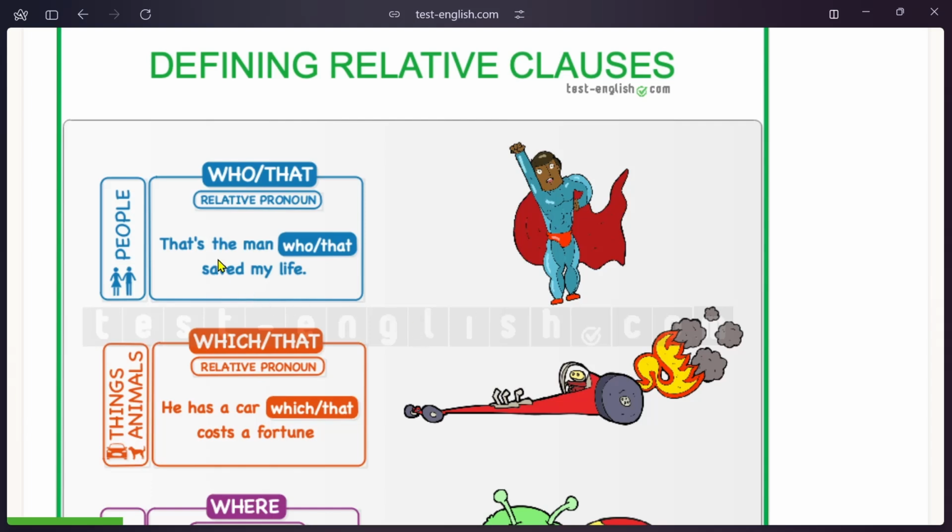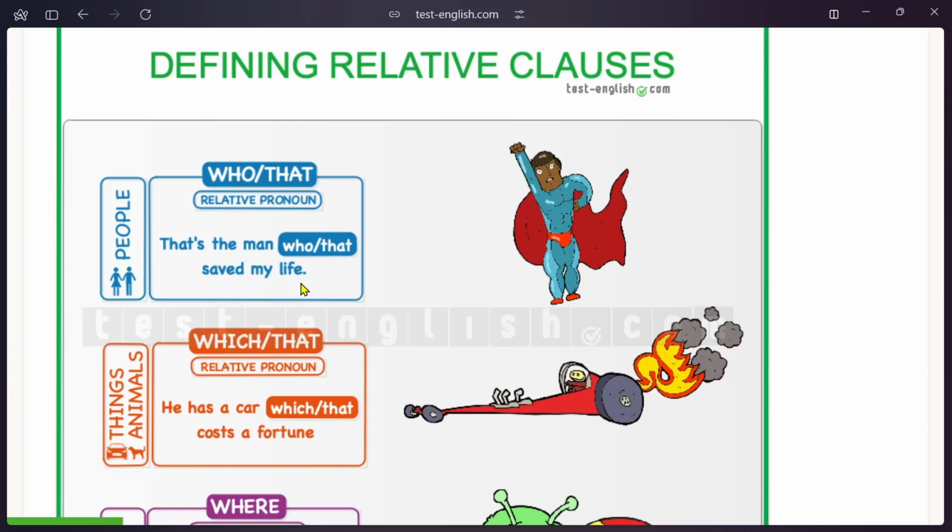Okay? So that's the man is our first clause. And then you have a second clause. And now look, one more thing over here is that this information, who saved my life, this relative clause, is defining who the man is. It's giving more information about the man, but this information is essential. It's very important. It specifies who the man is. This is why it's not between commas.